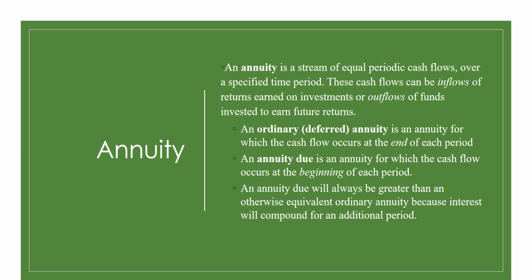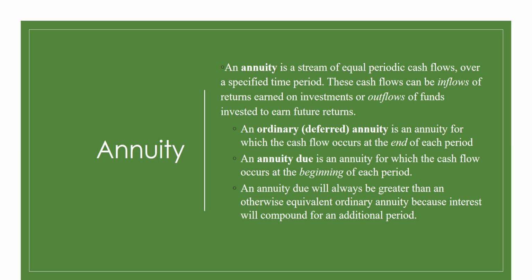Annuities are equal periodic cash flows. They occur over a specific period of time. They may be inflows or outflows. So to qualify as an annuity, there are 3 items that must be satisfied. The cash flows must be equal, they must be periodic, and they must be finite.